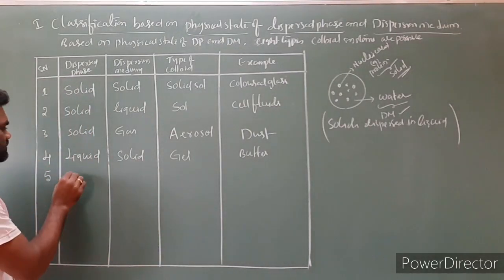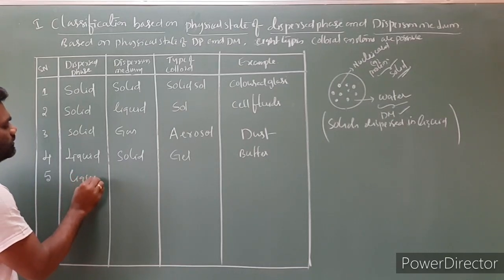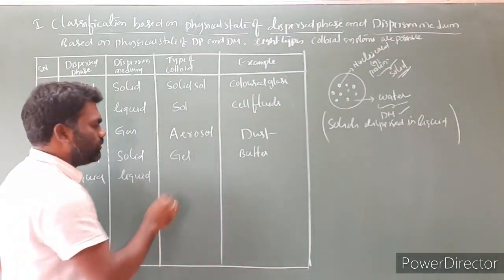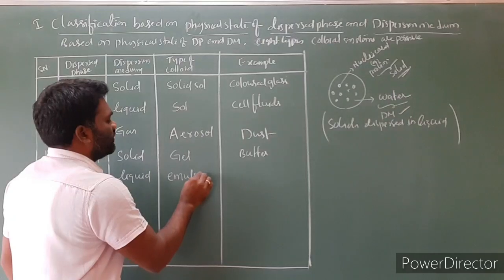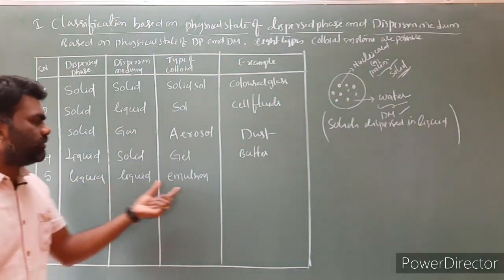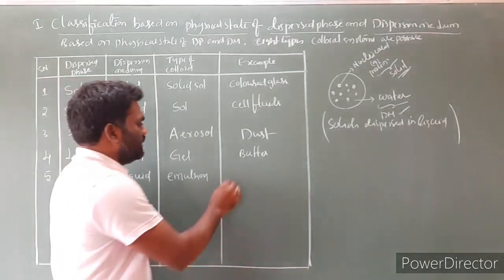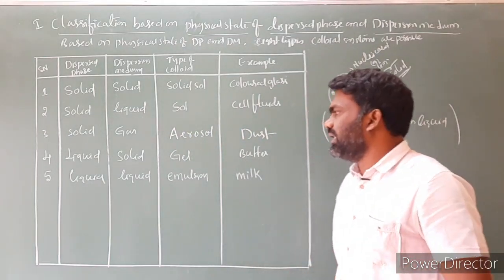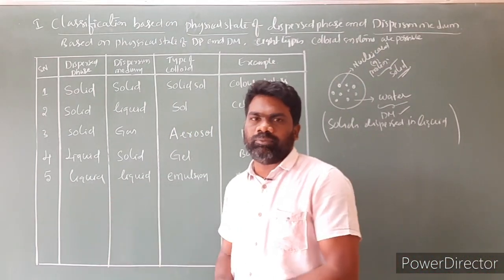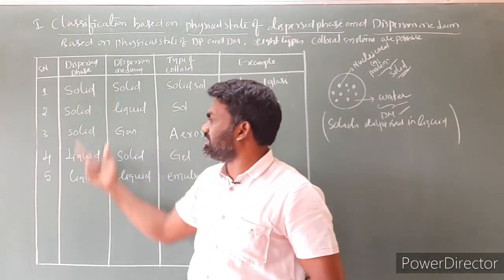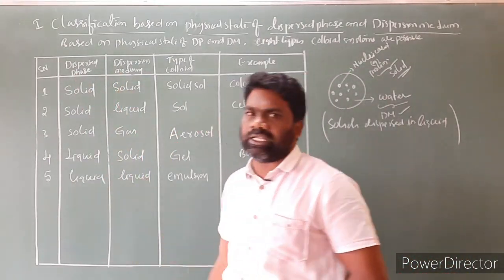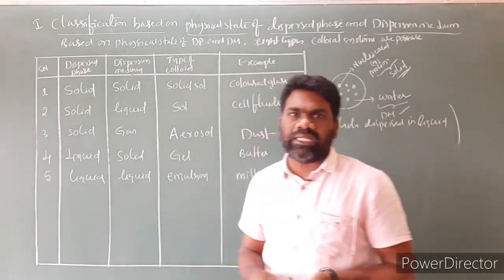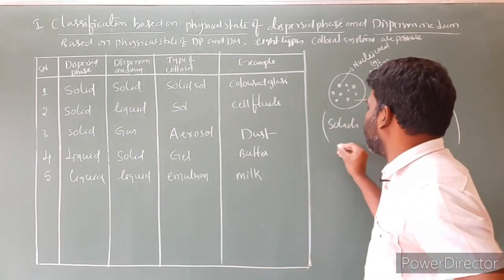And the fifth category is liquid in a liquid. Liquid in liquid, we have to call an emulsion. Very, very important: liquid in liquid is called an emulsion. The best example for emulsion we can take is milk. Milk contains a dispersed phase and a dispersion medium, both in the liquid state. The dispersed phase is liquid fat. Milk consists of liquid fat, and the liquid fat is the dispersed phase.